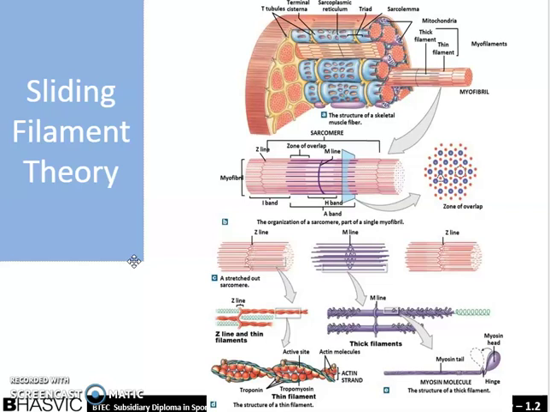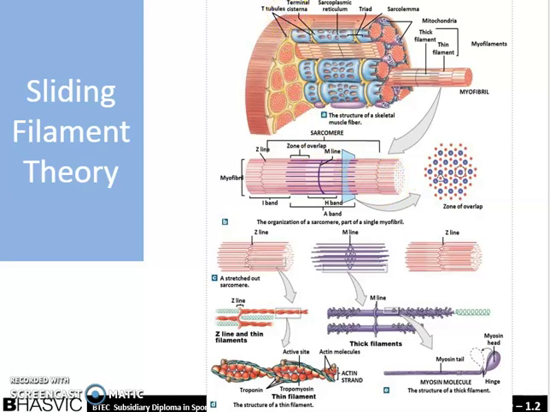Sarcomere lines. So the Z lines are the Z lines. These are the zigzag parts on each section. Z lines right here. These are the thinner filaments, both ends of the sarcomere, either end of the sarcomere.